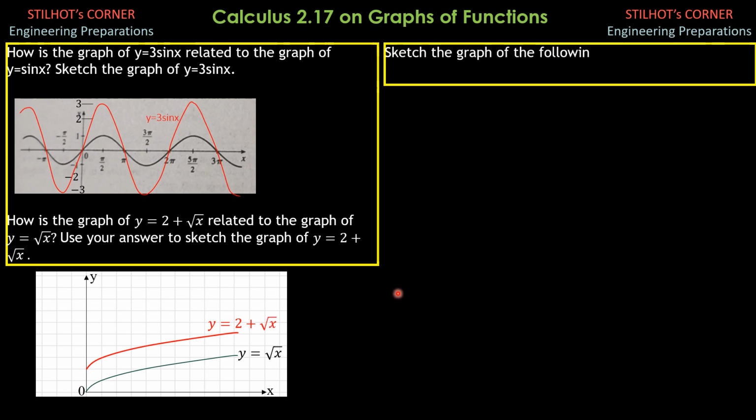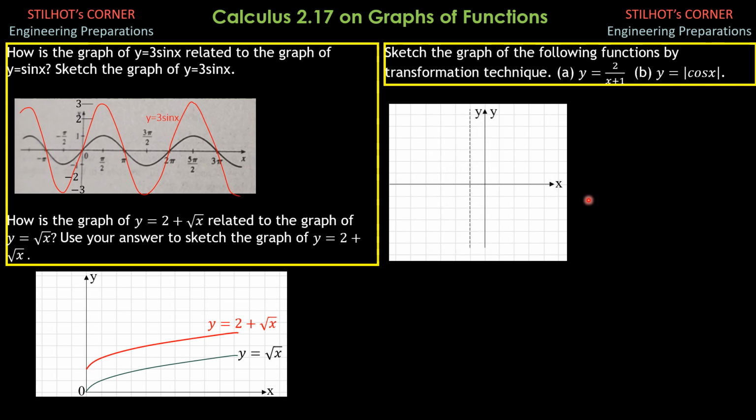Next, sketch the graph of the following functions by transformations. Transformation technique: y equals 2 over square root of x plus 1, and y equals absolute value of cosine of x. So we relate it to y equals 2 over square root of x, where the y-axis is the asymptote, and the graph looks like y equals 2 over x first. So the asymptotes should be the x and the y-axis, and the graph looks as shown, this blue dashed curve.